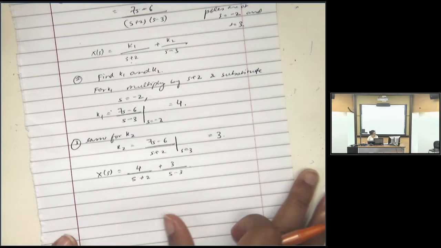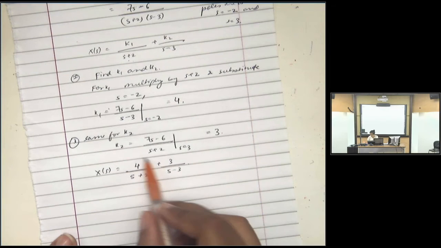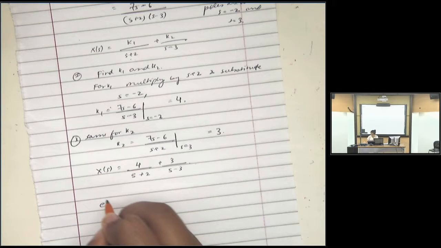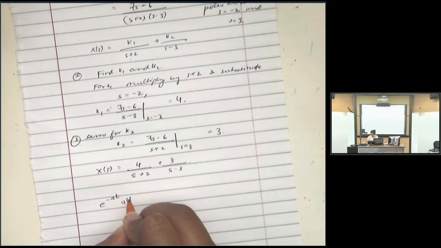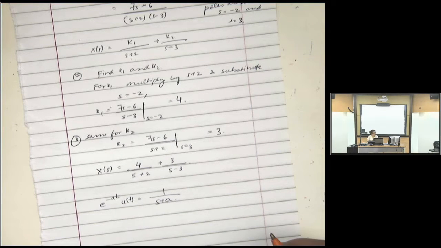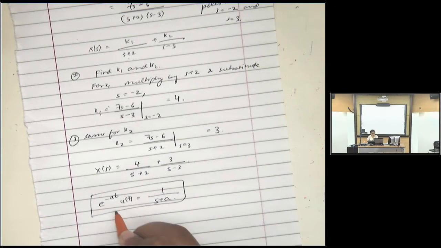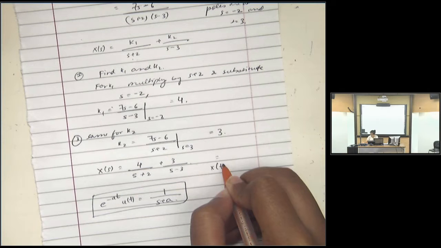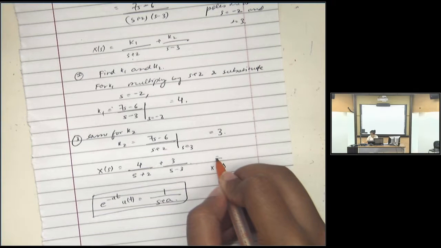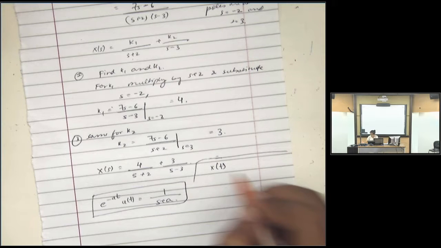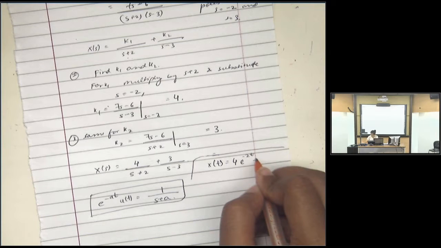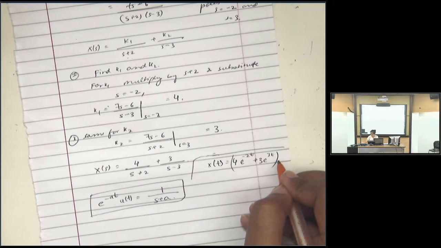Right? And from the standard Laplace transform pairs that we have, for e raised to minus at u(t), the Laplace transform is 1 over (s plus a). So using this over here, my x(t) will be 4 e raised to the power minus 2t plus 3 e raised to the power 3t, times u(t).